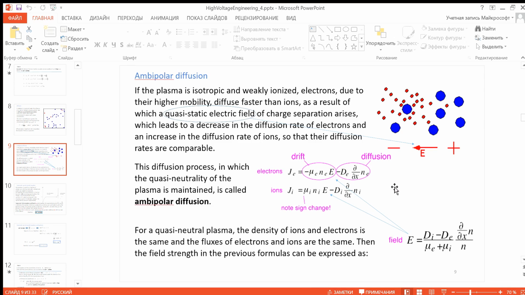For quasi-neutral plasma, the density of ions and electrons is the same, and the fluxes of electrons and ions are the same. Then the field strength in the previous formulas, which is the electric field caused by ambipolar diffusion, can be expressed by this equation.